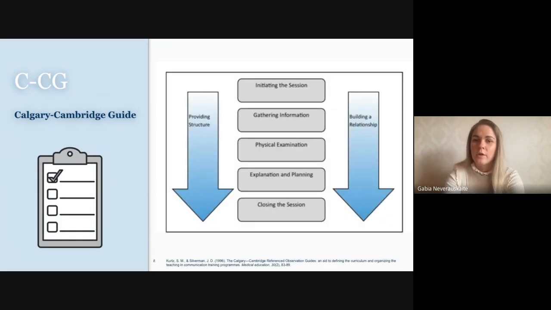And just a little overview on the Calgary-Cambridge Guide. This is an educational model that is used in medical interviews to logically organize consultations. This one in particular is used because it's been shown to significantly improve interviewing skills. We can see here that it has 5 different phases, and then providing structure and building a relationship, the 2 arrows going down along the sides, are interweaved throughout the consultation, and you expect to see that throughout the duration.